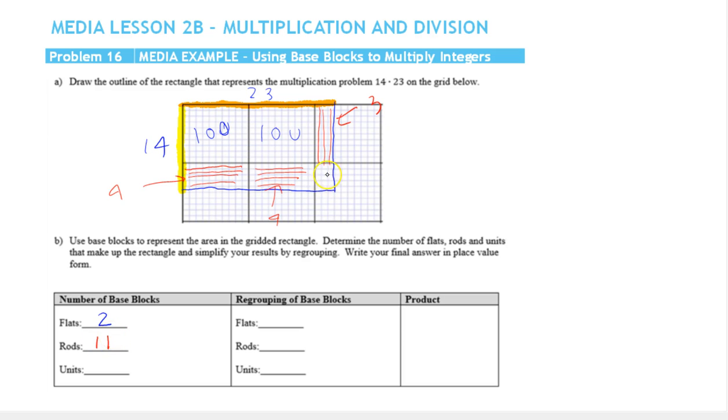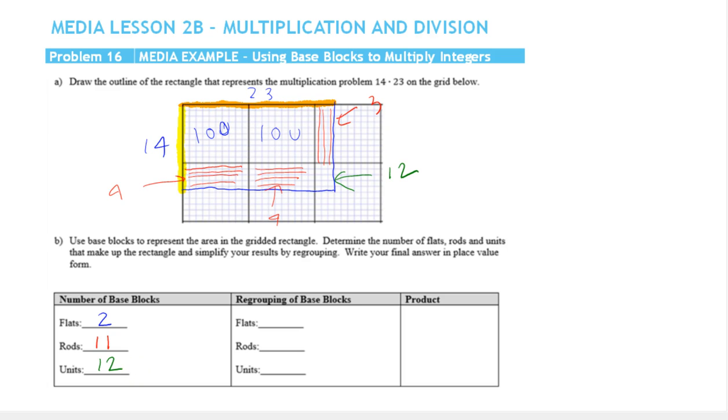Okay. Now let's look in this little corner here and find how many units we have. Well, notice we have 1, 2, 3, 4, 5, 6, 7, 8, 9, 10, 11, 12. This piece was 4, so this piece is 4 here. This piece is 3, so this is going to be 4 times 3, or 12 units. So notice that covers the complete area of the inside of this rectangle. So if we combine all of these together, that will give us the area of this rectangle. Now as is, we need to regroup these because we have more than 9 rods and more than 9 units. So let's regroup these.